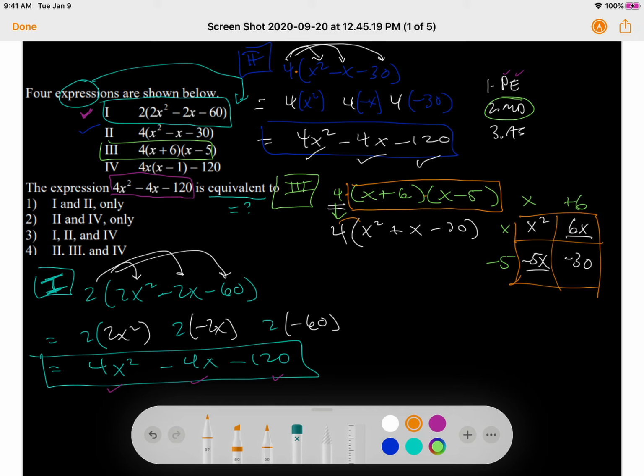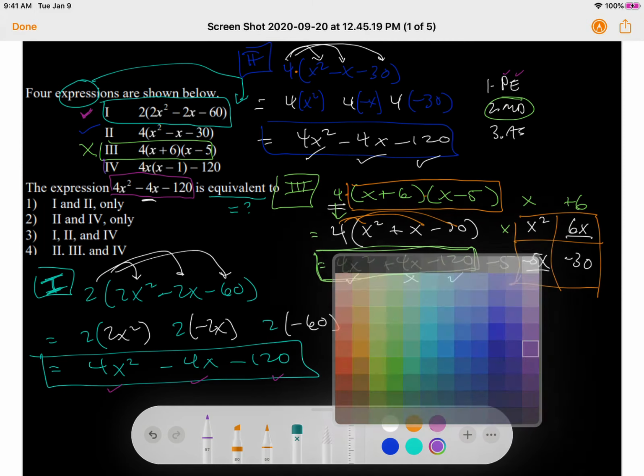And now we can just distribute to each of these terms. So I'm going to get 4x squared plus 4x minus 120. So here's my answer in green. And if I match those up, 4x squared is correct, but pay attention, this is a positive 4x, this one is a negative 4x, so that's no. And negative 20 does match. So number 3 does not match.